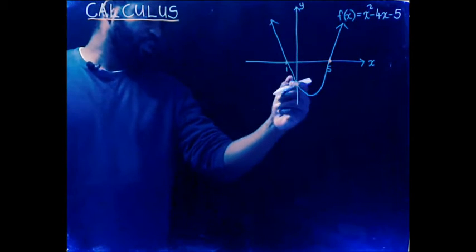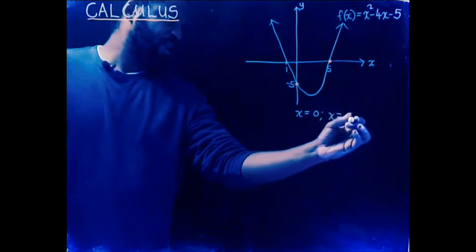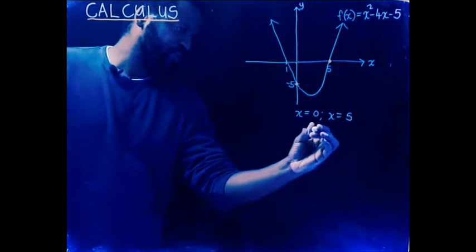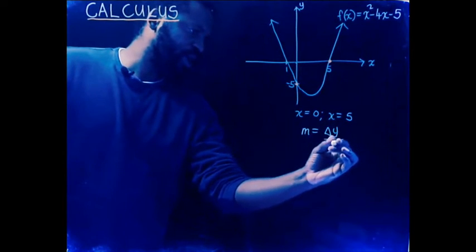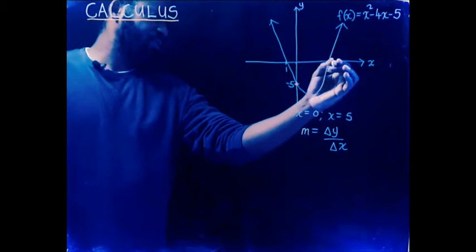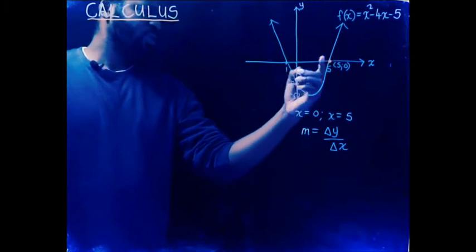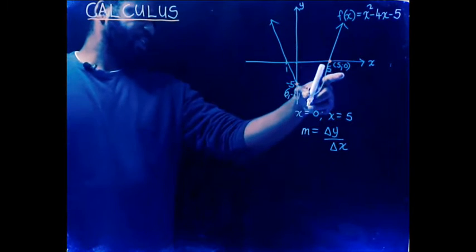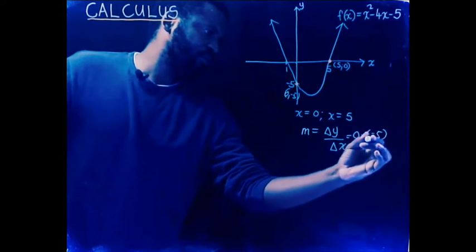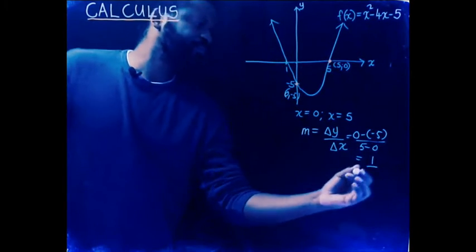If I was to work out the gradient between x equals 0 and x equals 5, I could work out an average gradient, right? How would I work out the average gradient? I would use the gradient formula. m equals delta y over delta x, the change in y over the change in x. So this point here is now (5, 0). This point is (0, minus 5). So y2 minus y1. If I take this as my y2 value, this is the same as 0 minus minus 5, all over 5 minus 0. I get a gradient of 1.